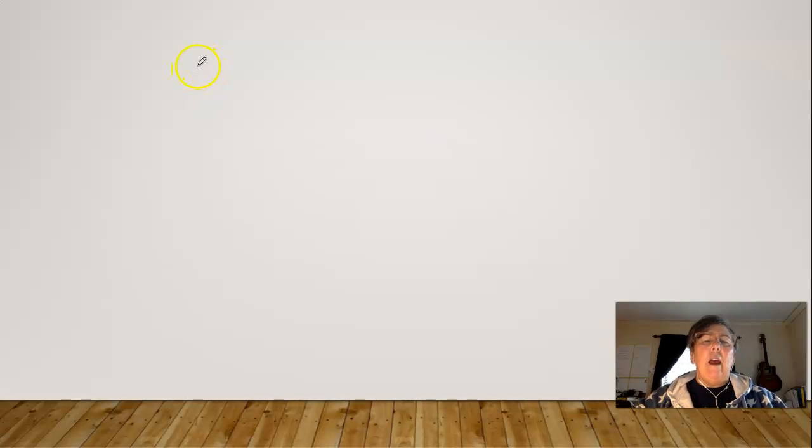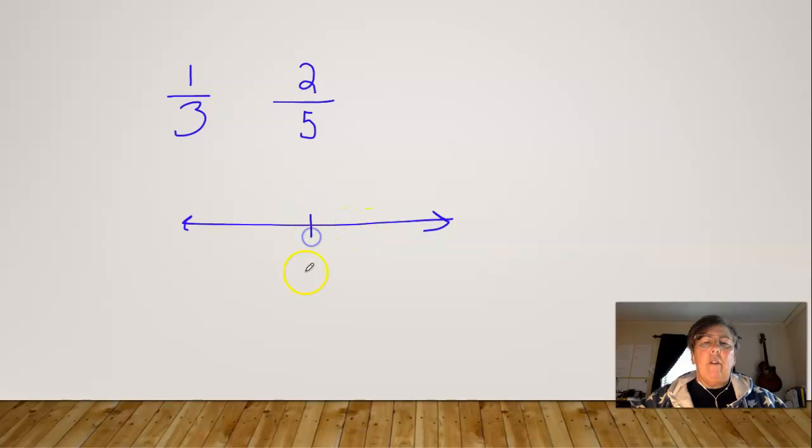So what if we had 1/3 and, gotta make it easy first, 2/5. Okay, so the first thing we're gonna do, there's our number line. Always compare it to a half. There's a half.